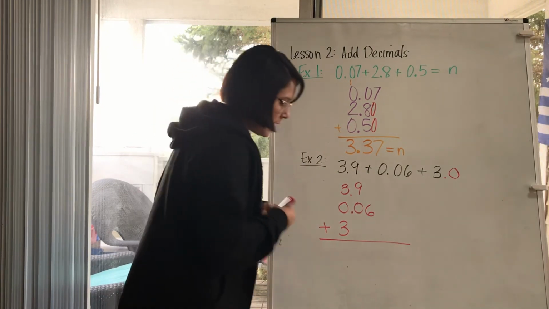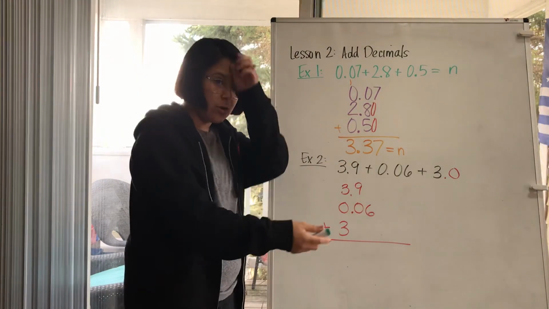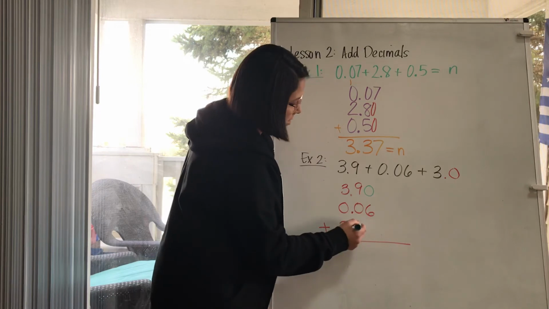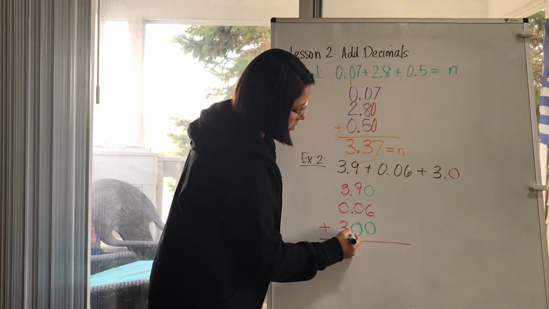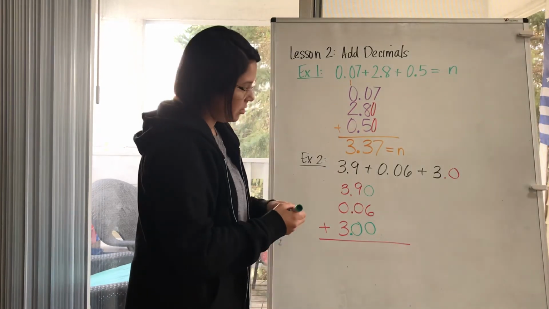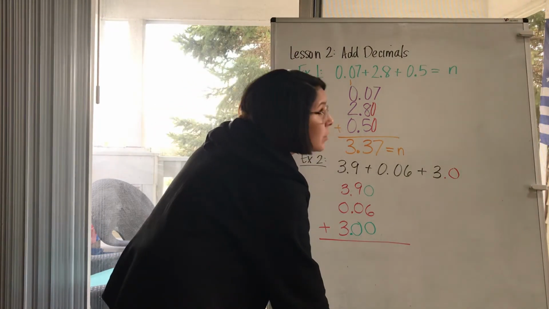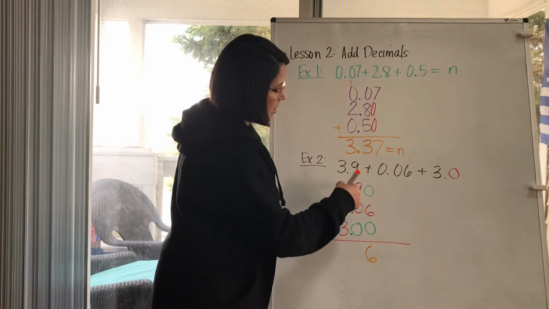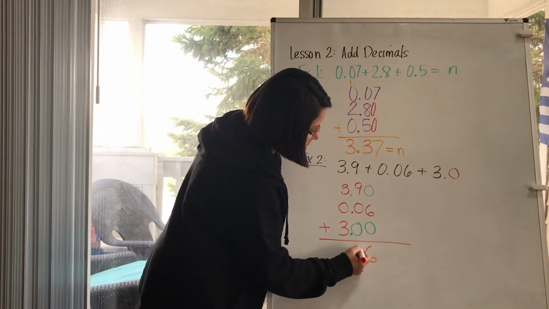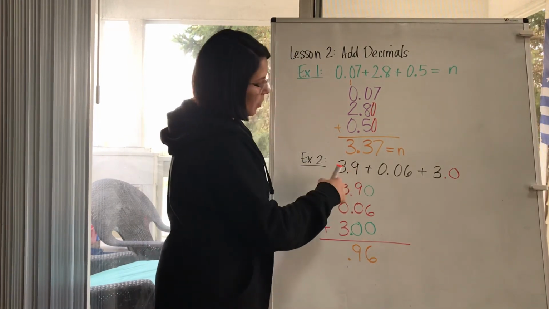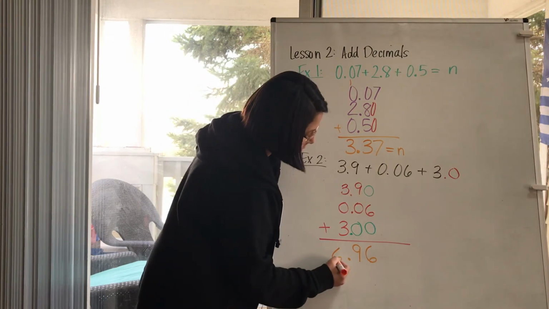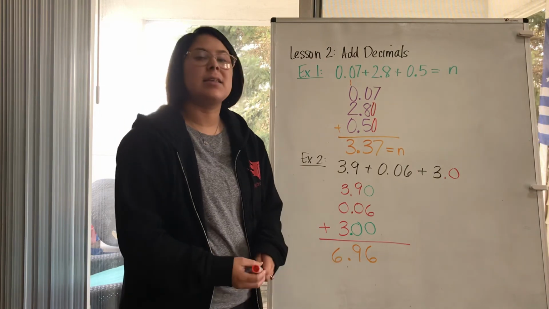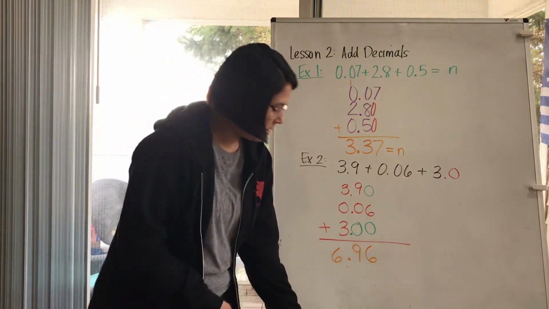All right, my step 2, remember, was to add my zeros as placeholders. So I need a 0 here, and I need a 0 here, and I need a 0 here, just to make placeholders. Okay, so 0 plus 6 plus 0 is 6. 9 plus 0 plus 0, 9, decimal. 3 plus 0 plus 3 is 6. So my answer is 6 and 96 hundredths.